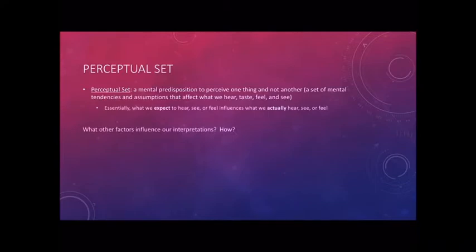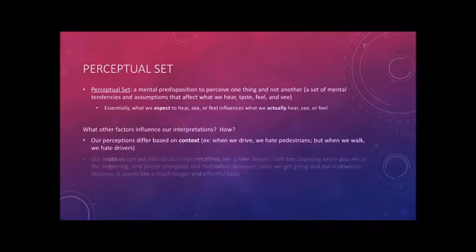But what factors might influence our interpretations and how? Our perceptions are going to differ based on the context. A good example: when we drive, we hate the pedestrians and the bikers. But when we're walking or biking, we hate the drivers, right? So it's based on the context that you find yourself in. You're always going to have sort of a self-serving bias and think that you're doing the correct thing and it's other people who are doing wrong.